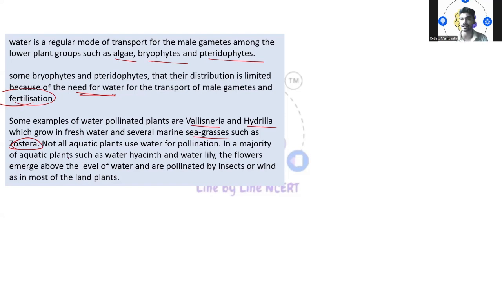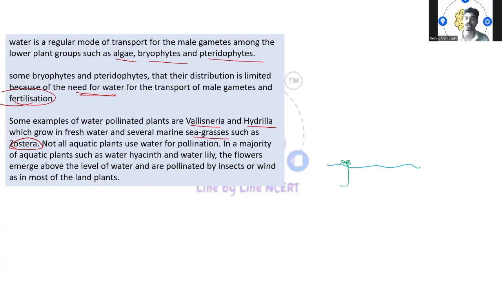And not all aquatic plants use water for pollination. In most aquatic plants, like the water lily, the flower emerges above the level of the water. That is, if this is the water, the flower normally emerges above the water.